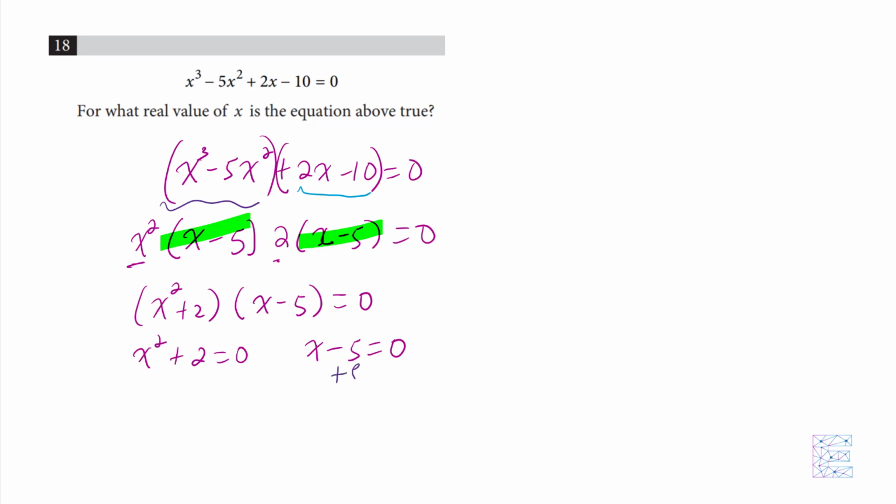Let's solve the easier one first. We're going to add 5 to both sides. And for this one, you're going to subtract 2 from both sides. So for the first one, we're going to have x equals positive 5. And this one here will have x squared equals negative 2.